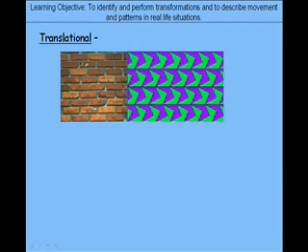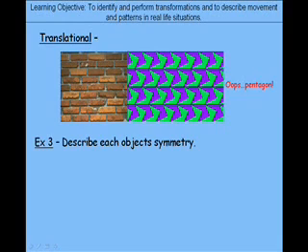The last one is translational symmetry. So here's a couple examples. Brick wall. Those bricks, you move over, there's another brick exactly like it. Oh, so the color and maybe some defects there, but you get the idea. Then the next picture, that green quadrilateral, slide it over, there's another one. Slide it over, there's another one, another one, another one, another one. Or slide it down and over. See? Translational symmetry.